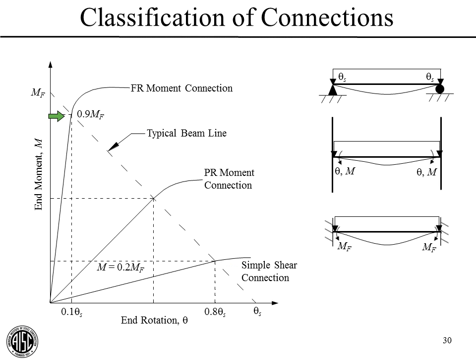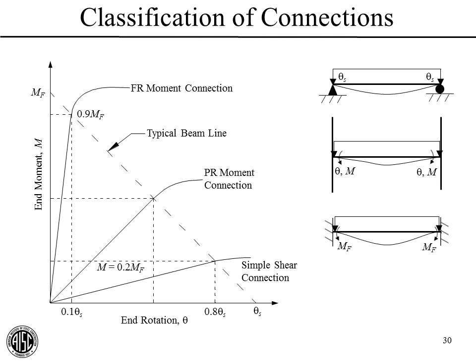There's a second point up here at 0.1 theta s and 0.9 M sub f. And any connection that has a moment rotation curve that squeaks in above that point is a fully restrained moment connection. And we're going to idealize those as rigid connections between the beam and column for our design purposes. Of course, everything in between is a partially restrained moment connection.